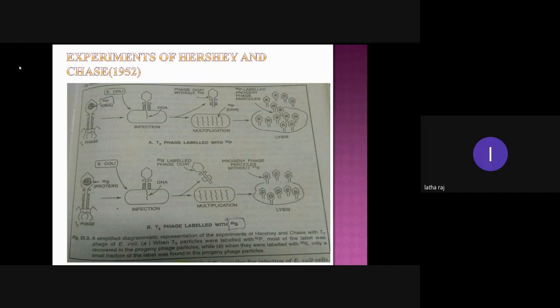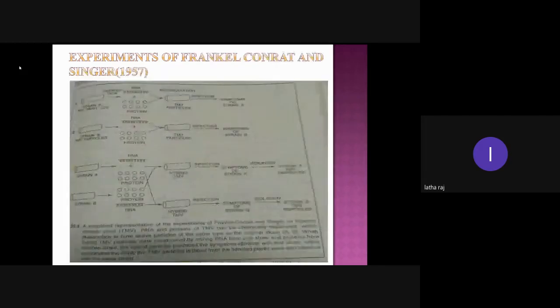When live cells of virulent strains were injected into the mice, all the mice died due to pneumonia. When the heat-killed virulent strain was injected into the mice, they were not affected and survived. When the heat-killed virulent strain with the avirulent strain was injected into the mice, they died due to pneumonia, because some of the cells of the avirulent strain changed into the virulent strain due to transformation of some of the genetic components. Next, I will explain about the experiments of Hershey and Chase.